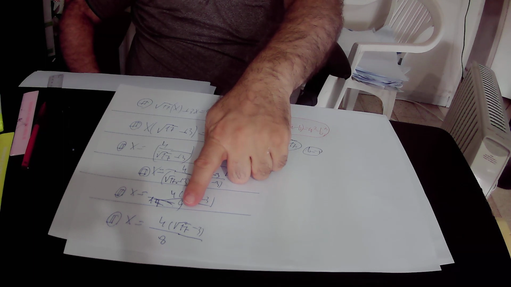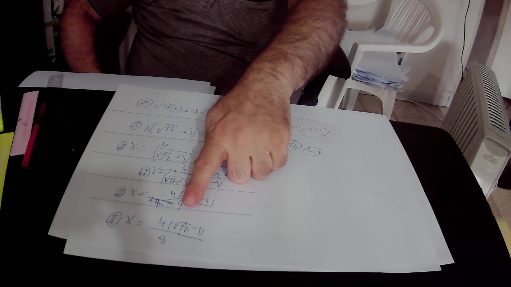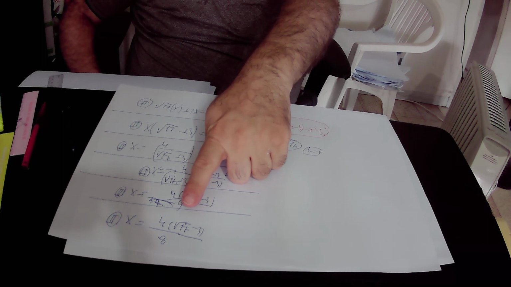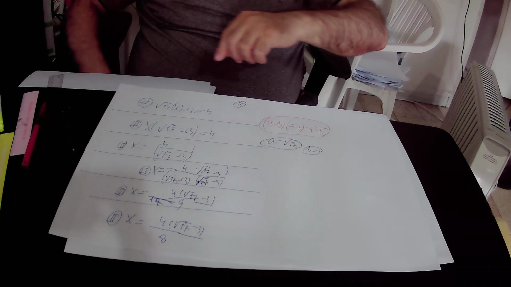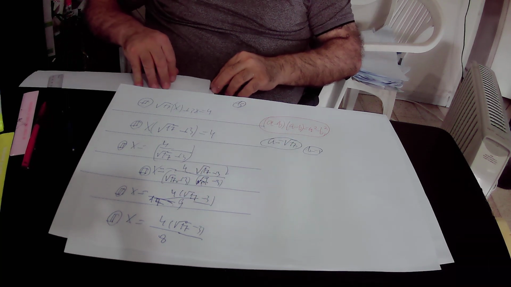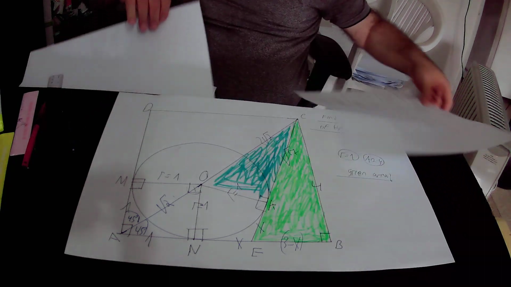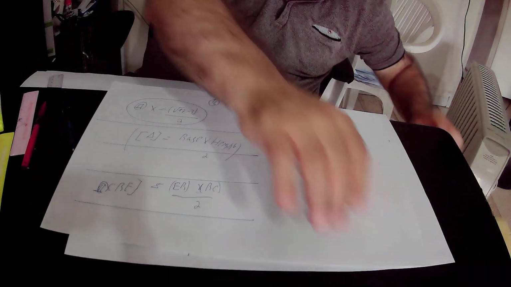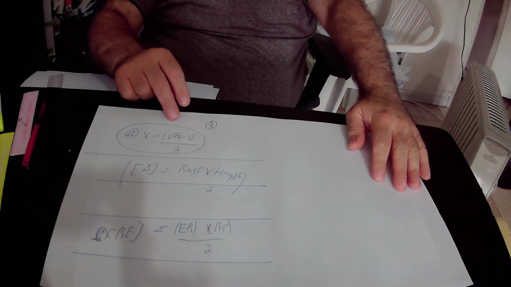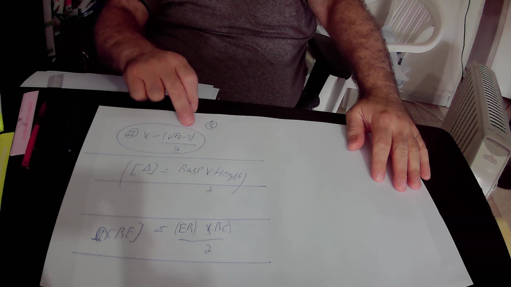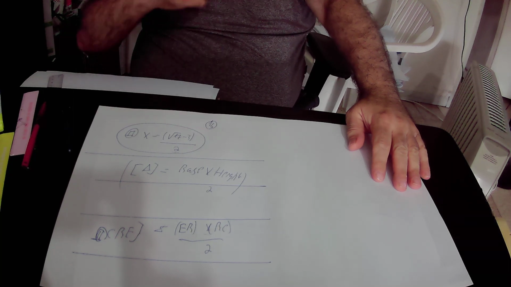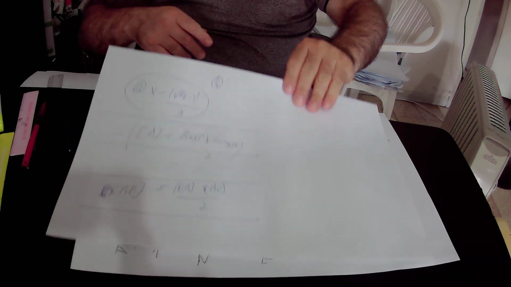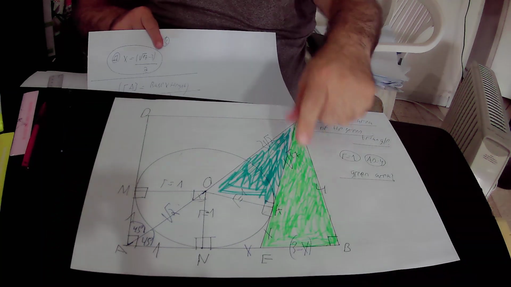So in conclusion, x equals 4 times square root of 17 minus 3 over 8. We divided the numerator and the denominator by 4. 4 over 4 is 1 and 8 over 4 is 2. So in conclusion, we got that x equals square root of 17 minus 3 over 2. And we want to find out the area of the green right triangle.